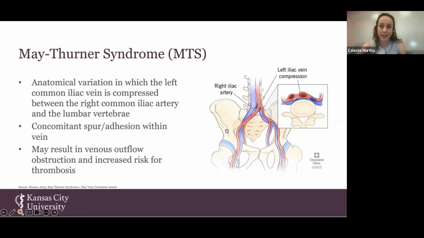Given that the right common iliac artery crossing over the left common iliac vein is actually normal anatomy, what you see here, I'm sure you're all wondering, okay, well, does everyone have May-Thurner syndrome? And the answer is no, definitely not. Most individuals actually have enough space in this region here and here that the vein does not undergo any significant amount of compression.